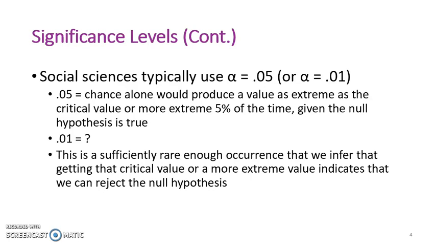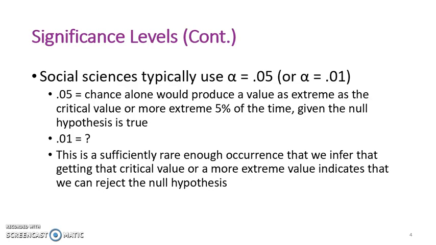Another way to think about the 0.05 significance level is that chance alone would produce a result as extreme or more extreme than the critical value only 5% of the time, or 5 out of 100 times, or less, given that the null is true. So what does 0.01 mean? It means that chance alone would produce a value as extreme or more extreme than the critical value 1% of the time, given that the null is true.